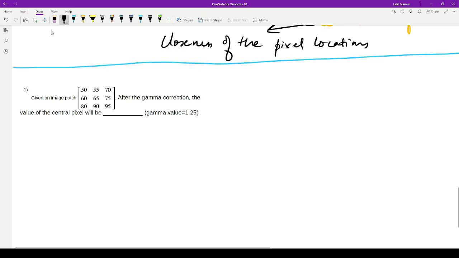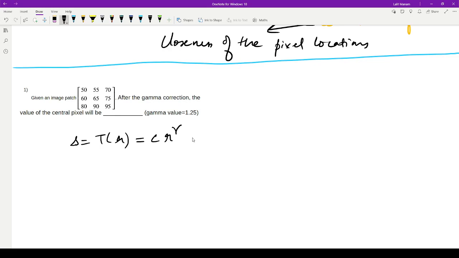So we'll start with the first question: given an image patch like this, after the gamma correction, the value of the central pixel will be dash. So what is the equation for gamma correction? S equals C times R to the power gamma. R is the pixel value, C is some constant, gamma is your gamma value, what gamma correction you want to do. S is the transformed intensity value.